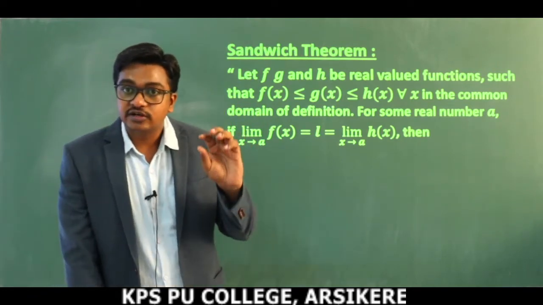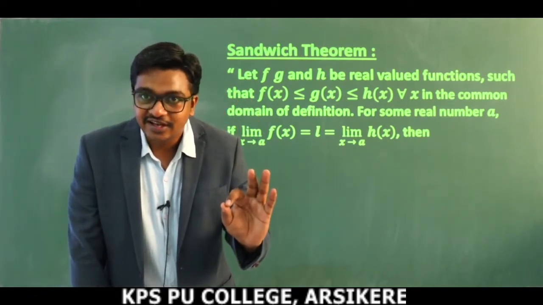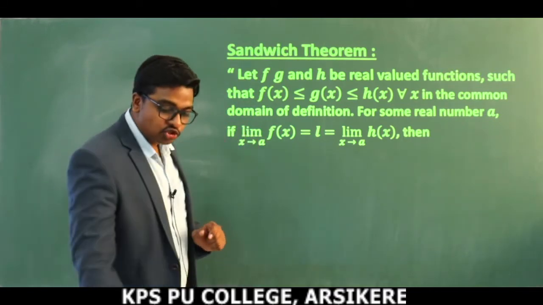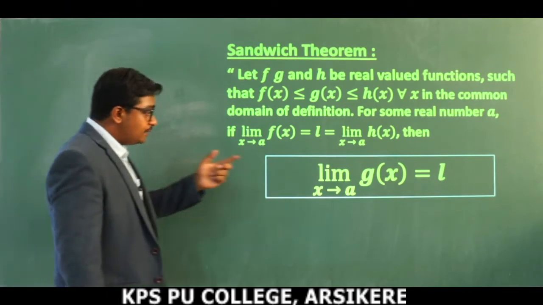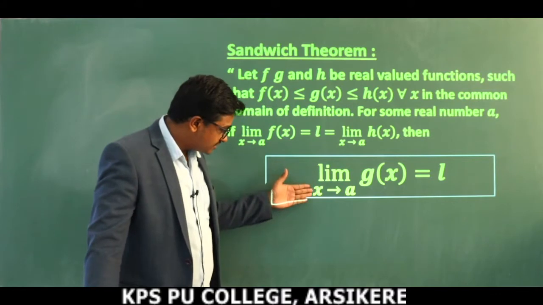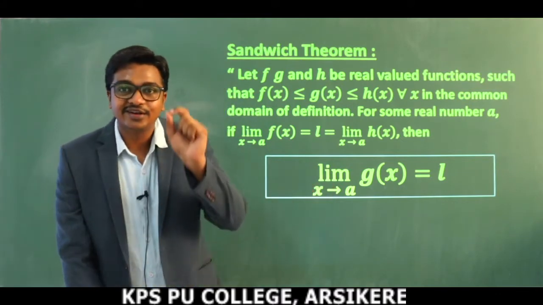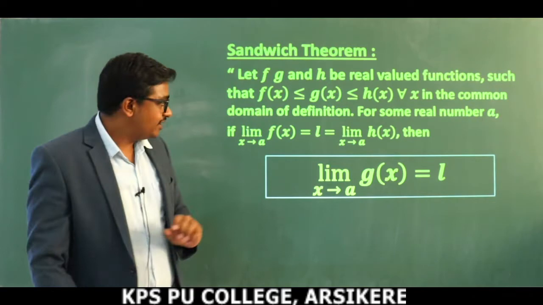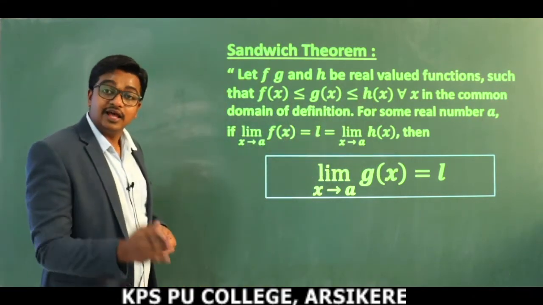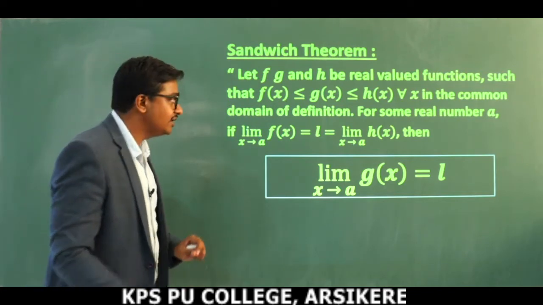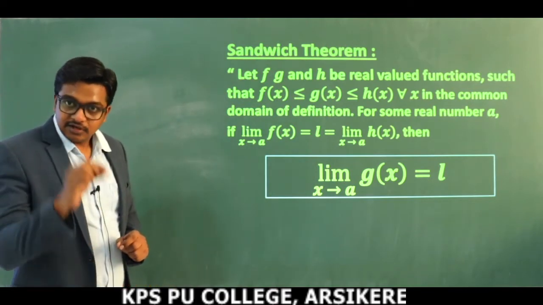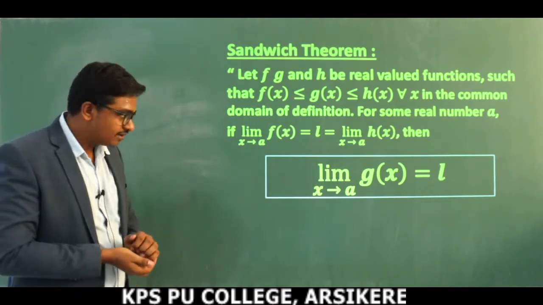So both the function f of x as well as h of x have the limit L when x approaches a. Then what is the result? The limit as x tends to a of g of x is equal to what? L. It means whenever the limits exist for f of x and h of x and their limits are the same, then obviously the limit of the function g of x, the middle term, is also L.